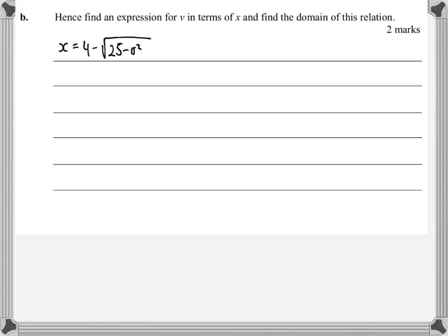Alright, last part. Hence find an expression for v in terms of x and find the domain of this relationship. So to get an expression for v in terms of x, I have to transpose. I've transposed for v. Let's do that. So first we subtract 4 from both sides. Now, before I do anything else, we got this far, and I think, can I use this information to help me get a little bit about the domain? Yes, we can, and this is a very important little thing we got to consider.